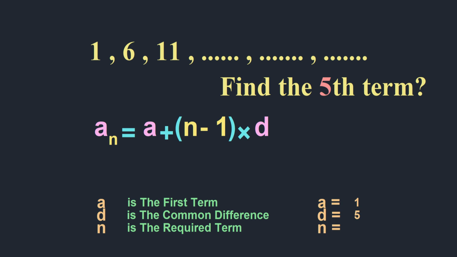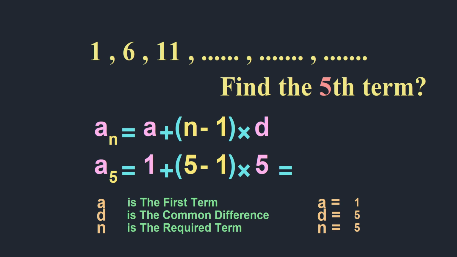We substitute into the formula the values of a, d and n, and we get that a_5 equals 1 plus (5 minus 1) times 5, which equals 1 plus 4 times 5, which equals 21. And this was the solution by using the formula method.